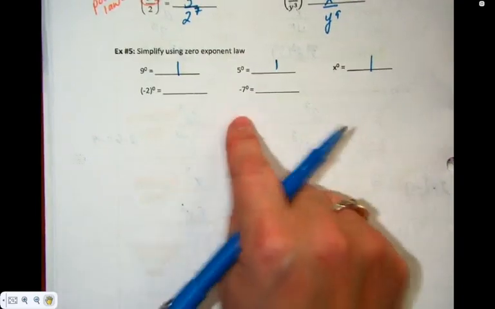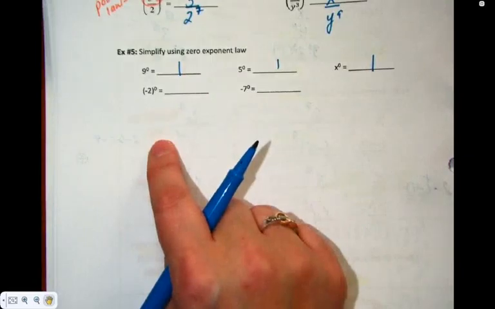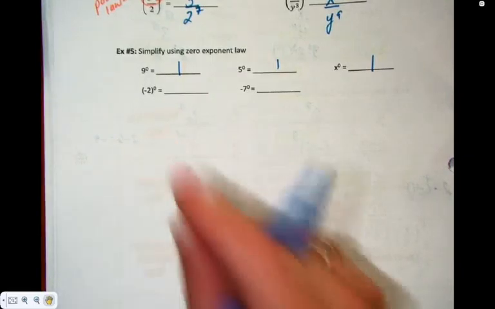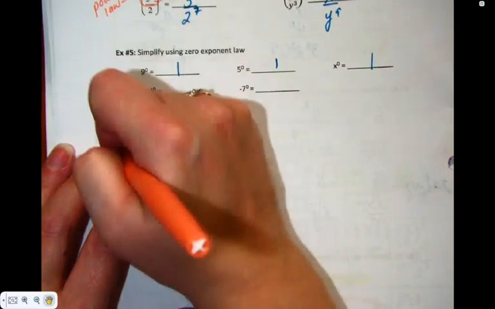X to the 0. Now we need to be a little bit careful with the negatives. What did we talk about before with brackets and without brackets? If with brackets, even or odd. And we said that even exponents are positive and odd exponents are negative. And what did we say without brackets? It's always going to be negative. So this is with brackets.